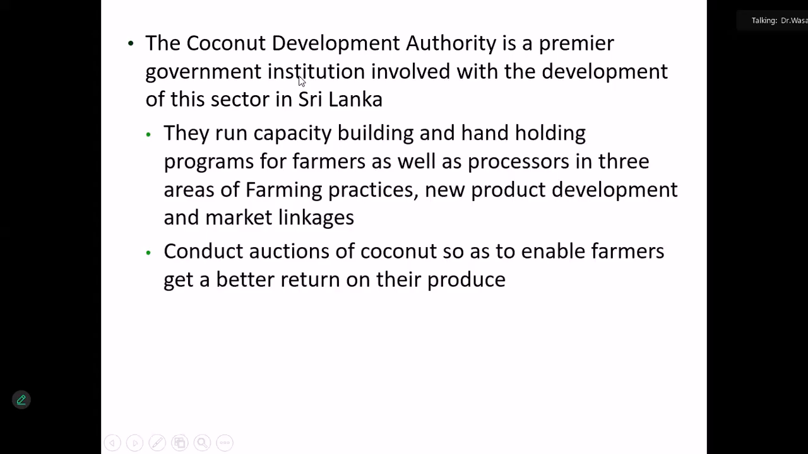Please make a note here: the Coconut Development Authority is the premier government agency involved in development of this sector. That's why I discussed this. They conduct the coconut auction, 2 days per week, or sometimes a day per week, in Colombo and Kuliyapitiya, to decide the price of coconut.